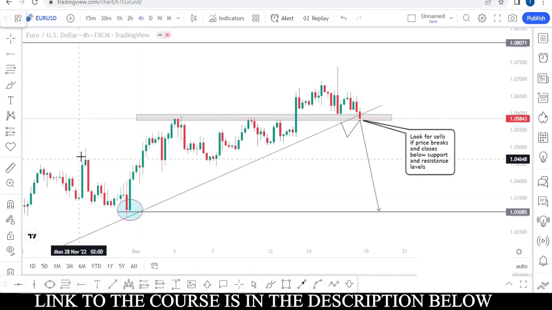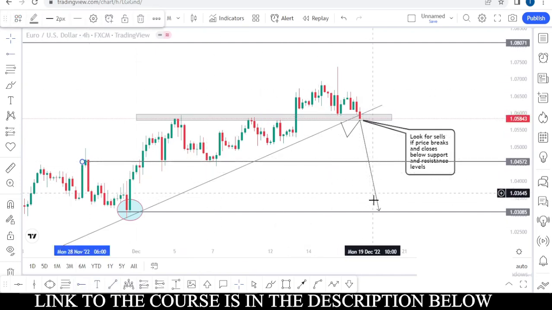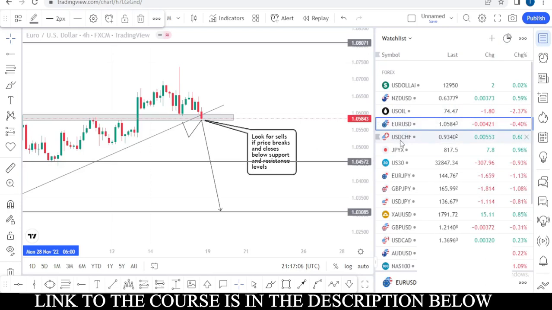Let me map it out nicely for you so that you can see. We go to this zone first, then if we take out this zone, this will be our next target. All right, so that's that for EUR/USD. I'll just take one more and let's call it a day.